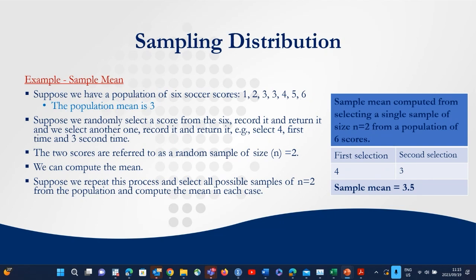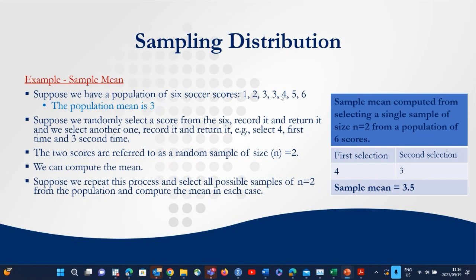And if I select 2 values from here, I can compute an average. So let's say I select 4, and I also select 3. So I select 2 scores here. I'm able to compute an average. The average would give me 3.5. This is if I select 4 and a 3.